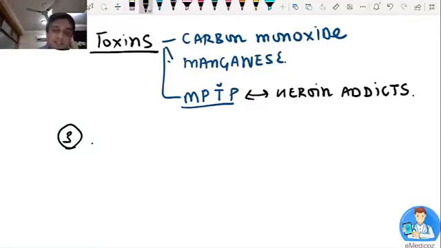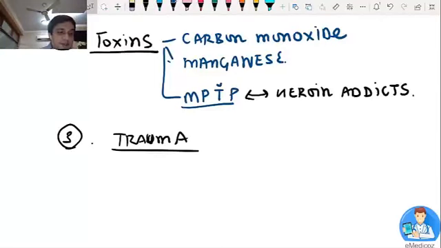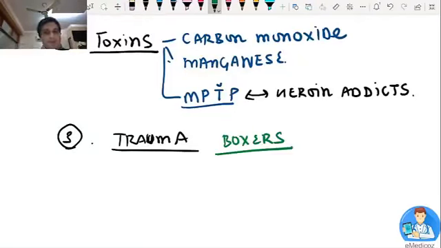Right. Number 3 cause is trauma. Trauma is something which can happen, especially in a recurrent way, in one group of people who are sportspersons, which are known as boxers. So recurrent trauma in boxers can expose them to a problem known as Parkinsonism. This is something which we know happened in a great American boxer, Muhammad Ali. He was suffering with Parkinsonism in the later stages of his life due to frequent trauma.